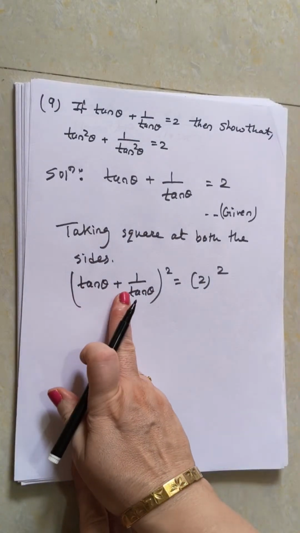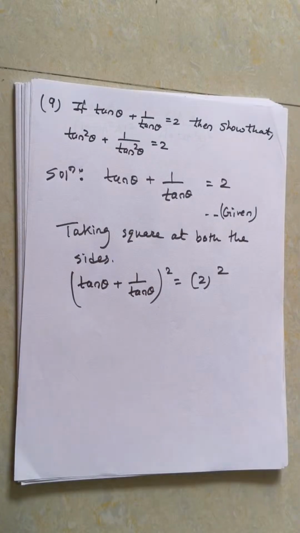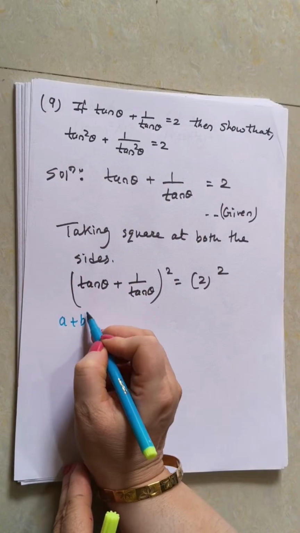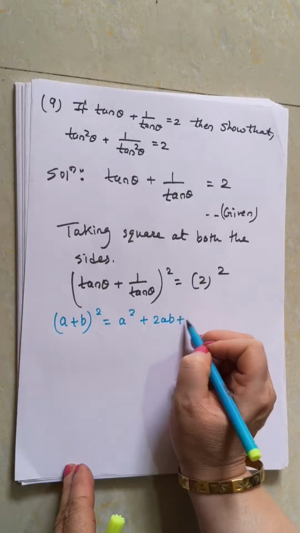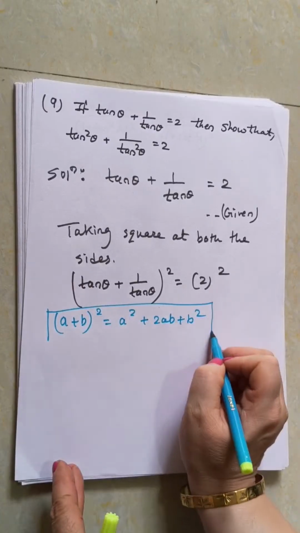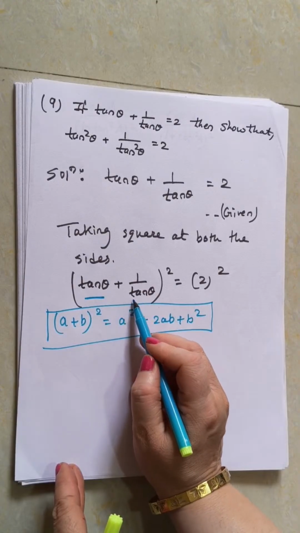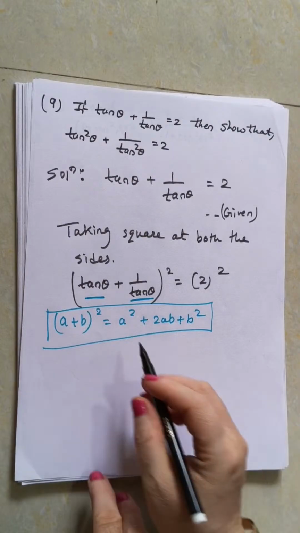Now here it is tan theta plus 1 upon tan theta. Here we are going to use our formula of a plus b bracket square. What is the answer of a plus b bracket square that you know? A plus b bracket square is a square plus 2ab plus b square. So this formula we are going to use, where a is tan theta and b is 1 upon tan theta.